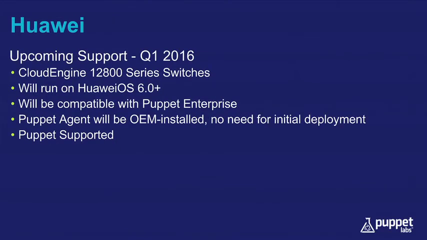And then finally, in terms of the supported devices, we're also working with Huawei on their CloudEngine 12800 series switches. And Huawei is working on their next release of Huawei OS, which is 6.0, and that's what will have the Puppet support. What's unique about the CloudEngine switches is that Puppet Agent will be OEM installed from the factory, and so that'll take out one step for your initial deployment. So it's a unique feature of them. They will be Puppet supported as well, and we're looking at them in the beginning of 2016.